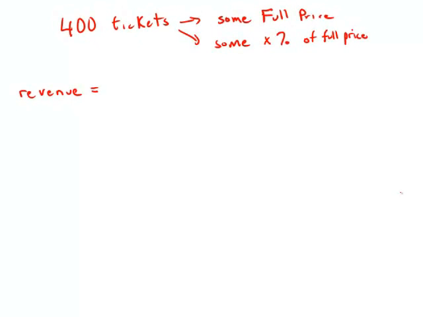What was the total amount of revenue that a theater received from the sale of 400 tickets, some of which were sold at X% of full price and the rest of which were sold at full price? So I'm going to use F for the number of tickets sold at full price, and then D for the number of tickets sold at the discount at X% of full price. And of course we know that 400 would have to equal F plus D.